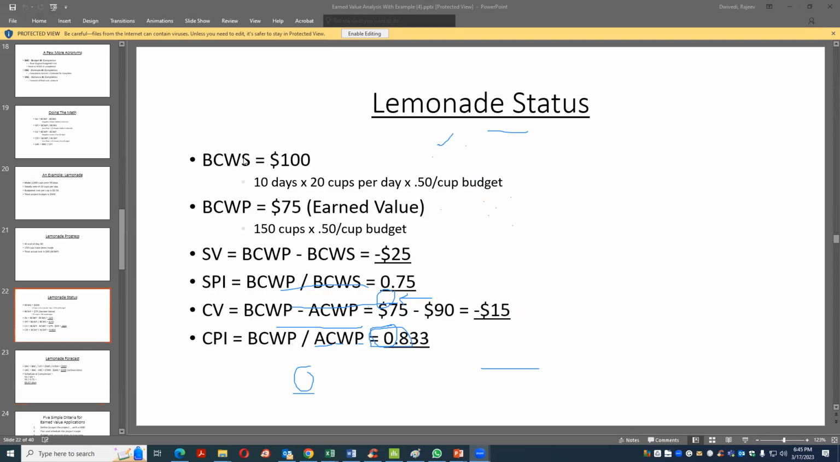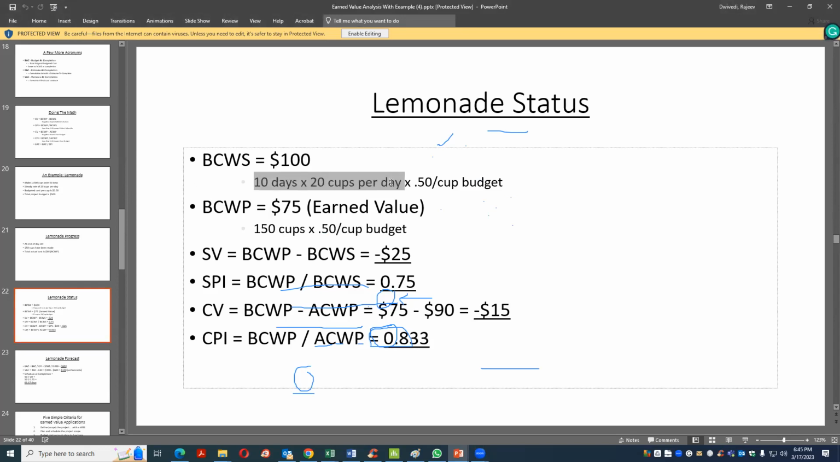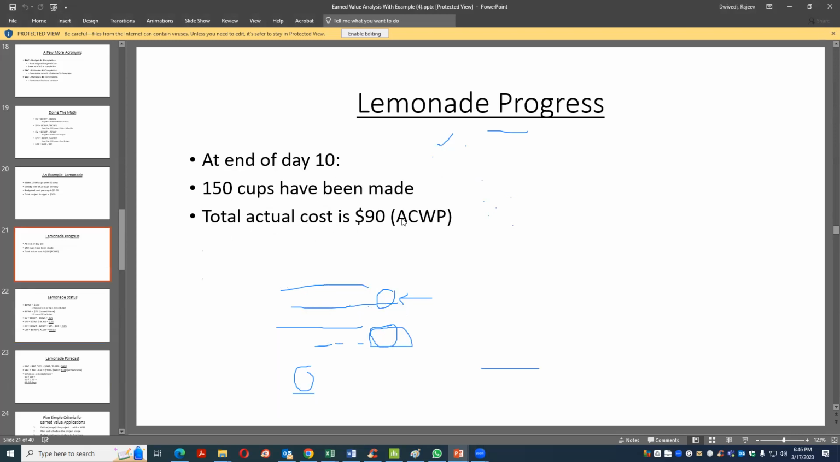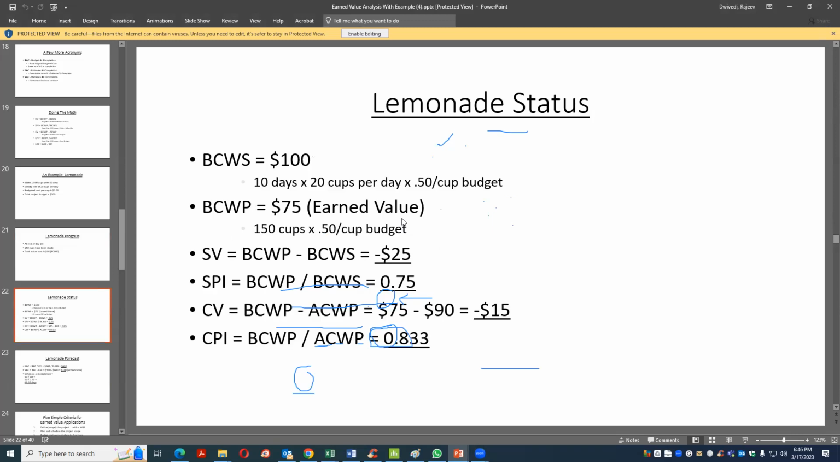Now look into that. By day 10, how much should be done? 10 days times 20 cups per day times 50 cents, how much? So this is $100. This is the planned value: by this time the planned value is $100. Earned value: because so far 150 cups are made, and the cost is 50 cents, the earned value is $75. So this is earned value, and actual cost, how much? Actual cost is $90. So you know all three numbers.